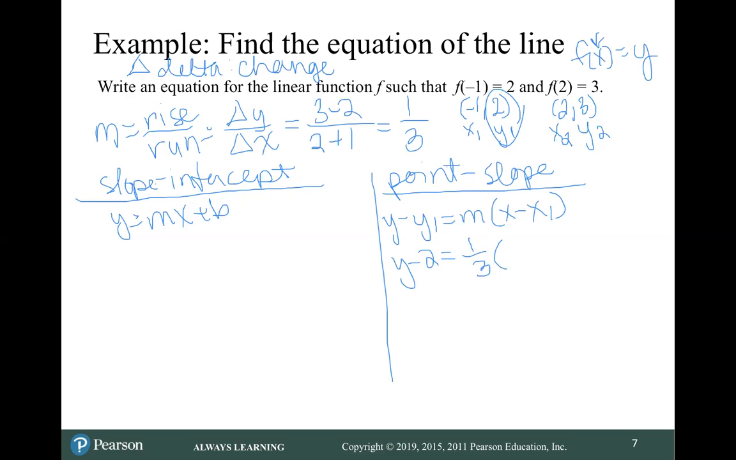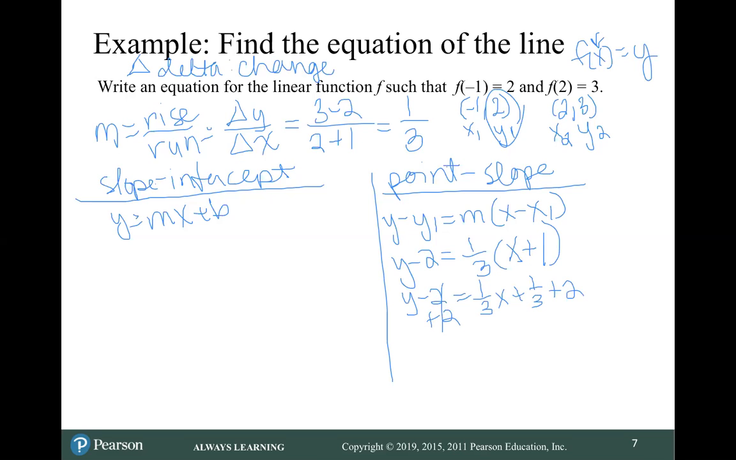Just like the y's, the x without a subscript stays in my equation. The x with a subscript is the one I'm substituting in for. So minus a -1 again turns into a plus. From here, we're solving. So I'm going to distribute that 1/3. y minus 2 equals 1/3 x plus 1/3. Add 2 to both sides.